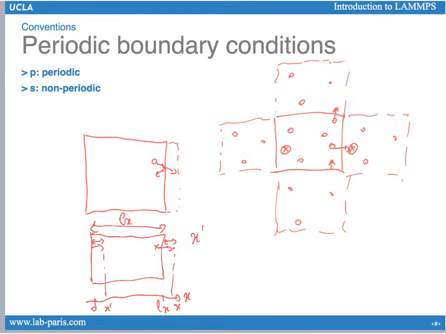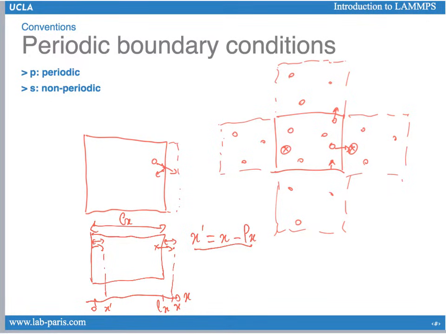The new position x prime will be the position x that it would have if it was free to leave the box, but because it is not leaving the box, because it is coming back on the left, then you are removing the size of the box Lx. The position x that it would have, minus the size of the box, gives you the new position x prime that the atom will have due to the periodic boundary condition.